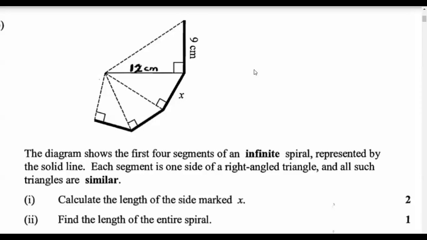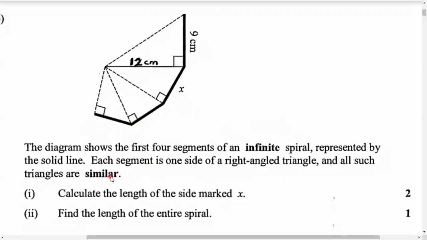In this question here, we have an infinite spiral. And basically, you get to see that it kind of goes around, represented by the solid line. You've got a right angle triangle at each segment, and all triangles are similar. And because they're all similar, you can get the length of each particular segment as it continues.